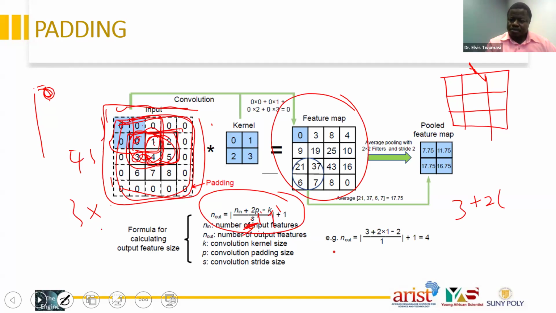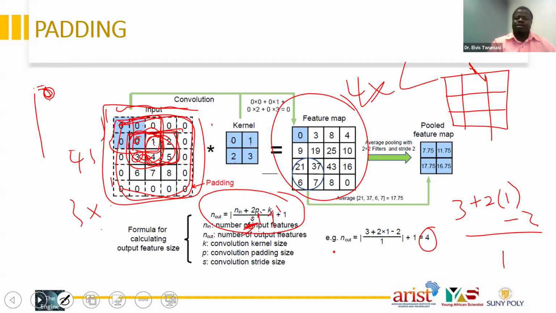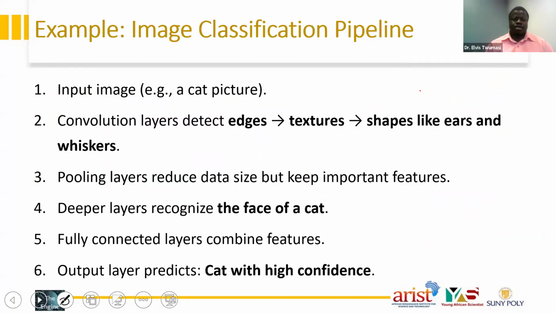So 2 times, here I'm using a padding of 1, minus the filter size. I'm using a 2 by 2 filter, so minus 2, divided by, I'm using a stride of 1, right? So divided by 1, then I'll get 4. So I know that the feature map is going to be a 4 by 4 matrix. But I don't need to know that. The model will just do it, and just give you the feature map, so you go forward.